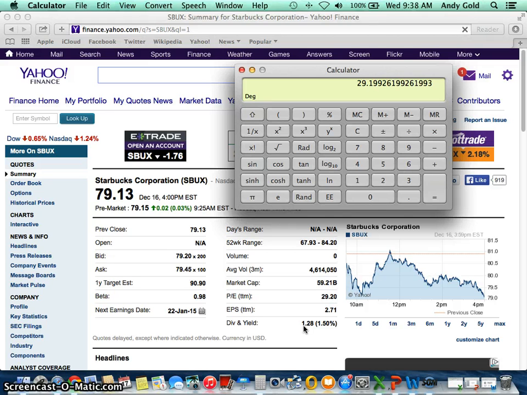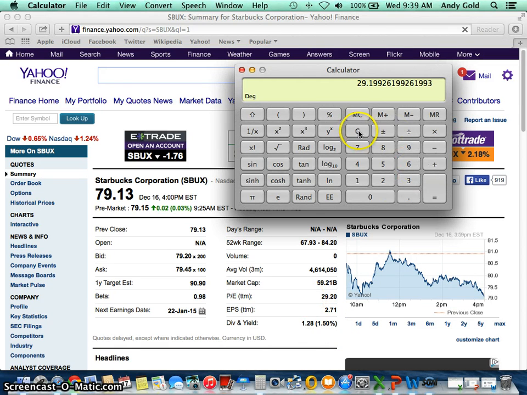So next to the dividend dollar amount of $1.28, which basically means that for every share of Starbucks that you own, you get $1.28 per year, the percentage to the right of it is called the dividend yield, and that's basically like the rate of interest that you're getting on this investment. If you buy one share of stock, yes, the stock price could go up, but you're also going to get a dividend payment on top of that.